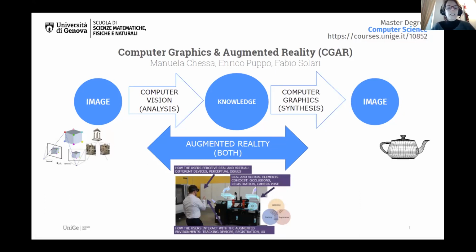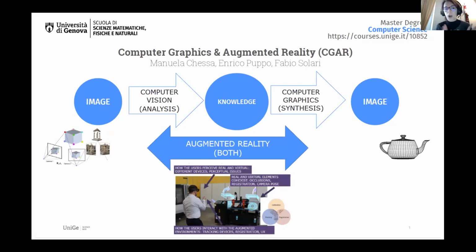One is a computer vision part. Then we have a quite strong computer graphics part. And the slides try to summarize the rationale behind this course. So we start from images, and we must gain knowledge from these images.